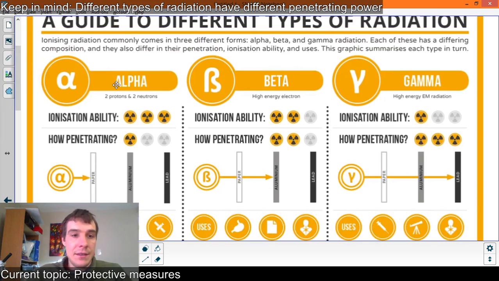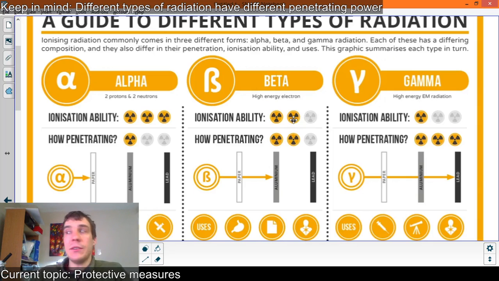These are the different types: alpha, beta, and gamma, as we talked about. Alpha is just a big helium nucleus flying through the air. It has a very high ionization ability because it's huge. It's big. It's carrying a lot of kinetic energy. Remember, we're in the energy unit: more mass means more kinetic energy.